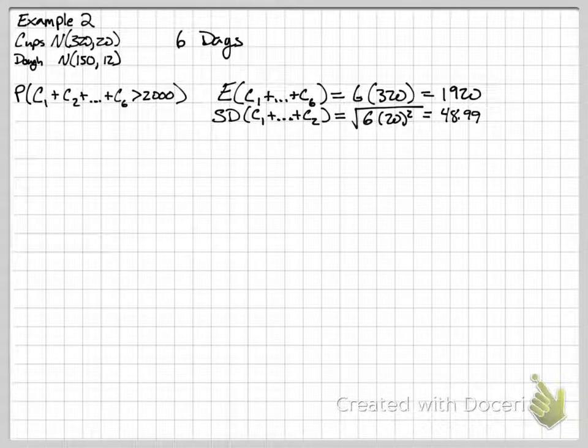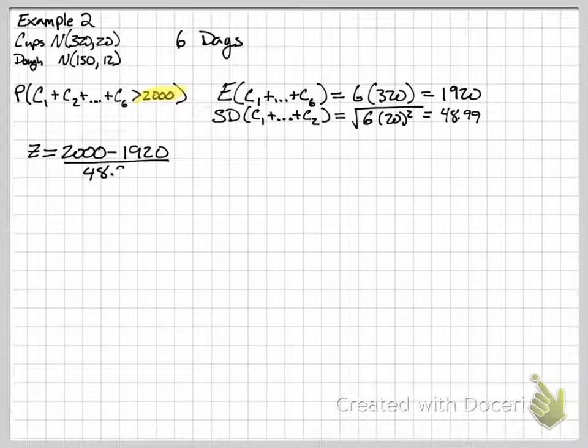Now we need to find our z-score. So the x value that we're looking for here, again, is our 2,000. Okay, so we're going to go 2,000 minus the mean that we found, which was 1920, and we're going to divide it by our standard deviation, which gives us a z-score of 1.633. Okay, not a bad z-score.